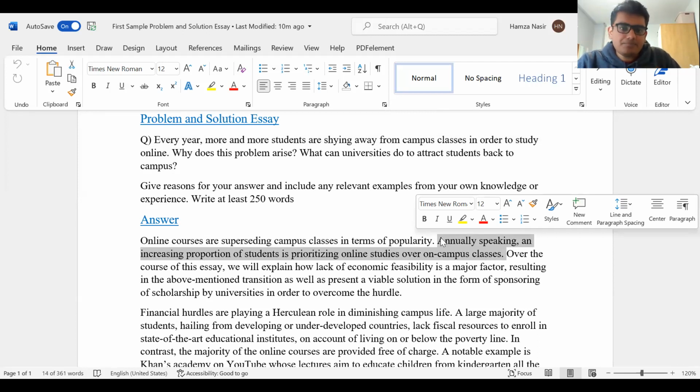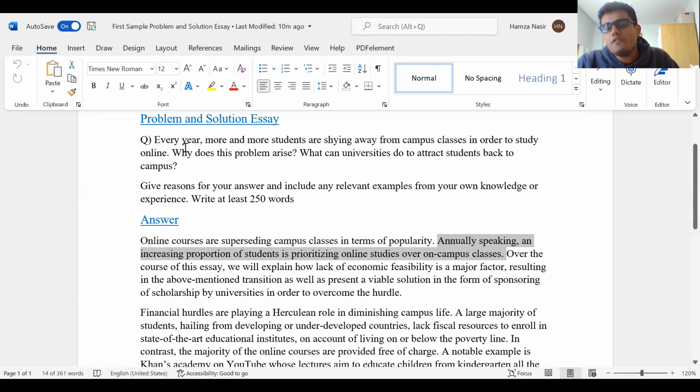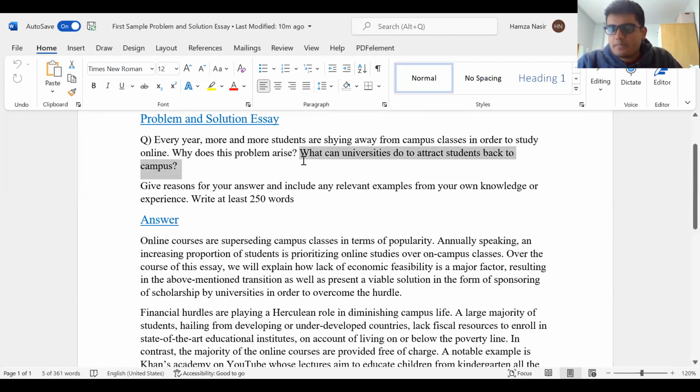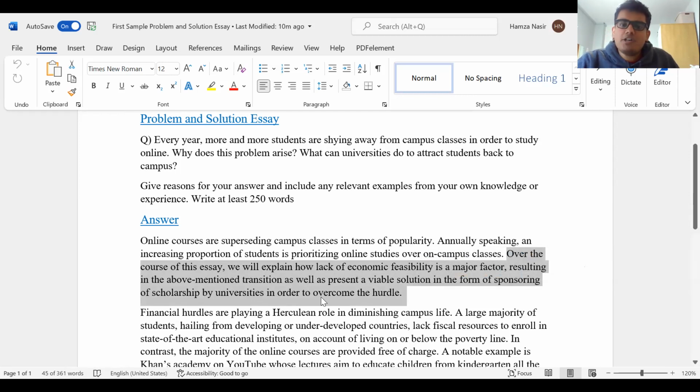All right, next up. We are done with the general statement. We have paraphrased our background question statement. Now, what are we left with? We're left with our thesis statement. So the thesis statement will always address the question. You have 2 main questions. Number one, why does this problem arise? And number 2, what can universities do to attract students back to campus? So what we can say is this: over the course of this essay, we will explain how lack of economic feasibility is a major factor resulting in the above mentioned transition, as well as present a viable solution in the form of sponsoring of scholarships by universities in order to overcome this hurdle or obstacle or issue, problem, dilemma, whatever you want to call it.